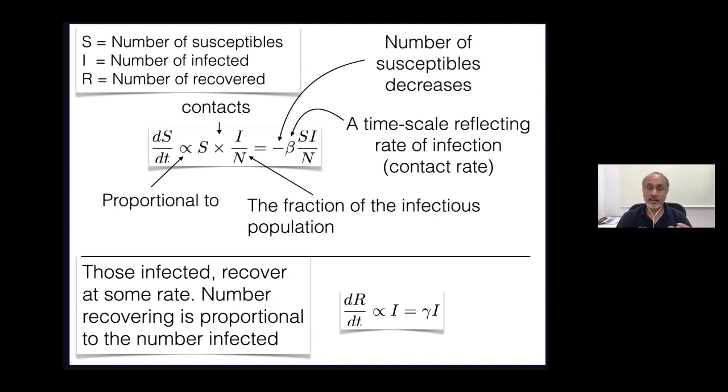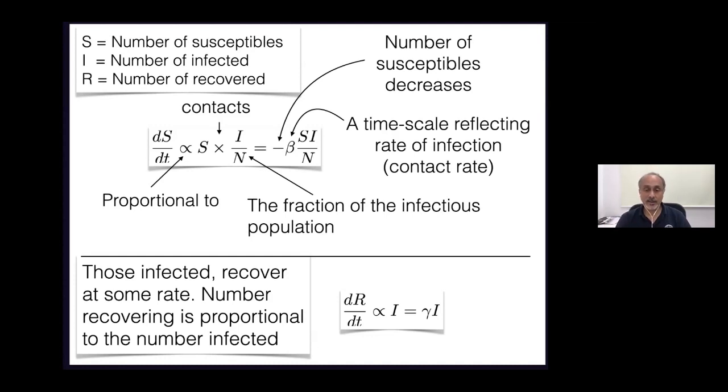The beta here, if you look at the dimensions of the quantities on the left and right-hand side, the S and the I and the N are purely dimensionless quantities. They carry no dimension. They're just a number of people, 20, 46, 55, etc. But dS by dt has the dimensions of 1 over time, because t is measured in units of time. Therefore, beta has a dimension of 1 over time. And therefore, beta is an inverse time scale reflecting the rate of infection.